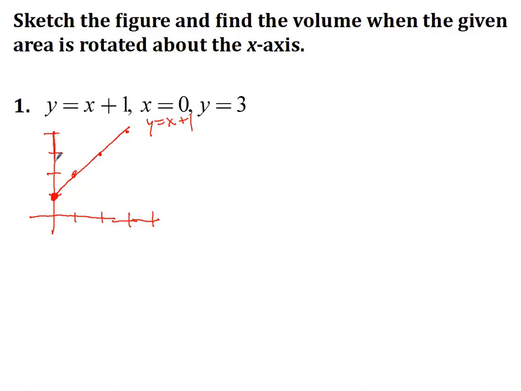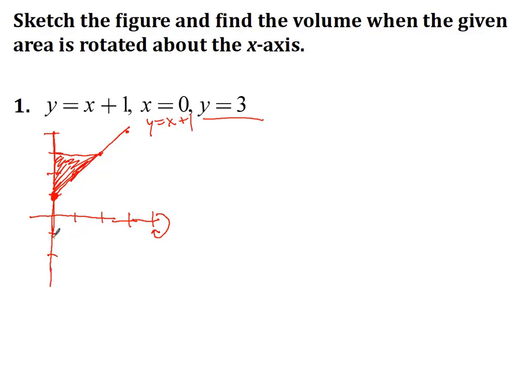X equals 0 is the y-axis. And y equals 3 is a horizontal line at 3. So it is this region here rotated about the x-axis. So you can see that none of the region is touching the x-axis. Hence, it's going to be the washer method. Okay? And let's make a little sketch of what this is going to look like.